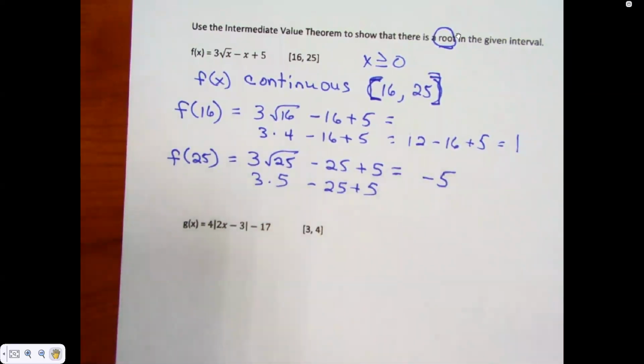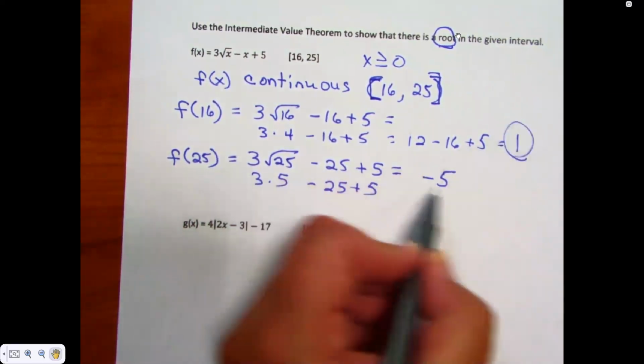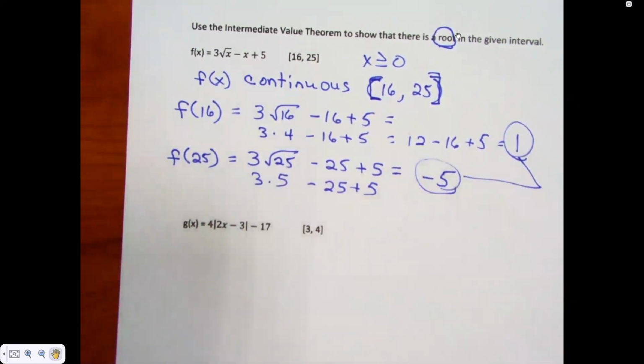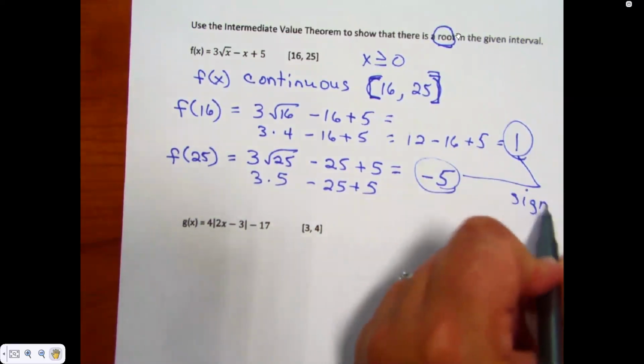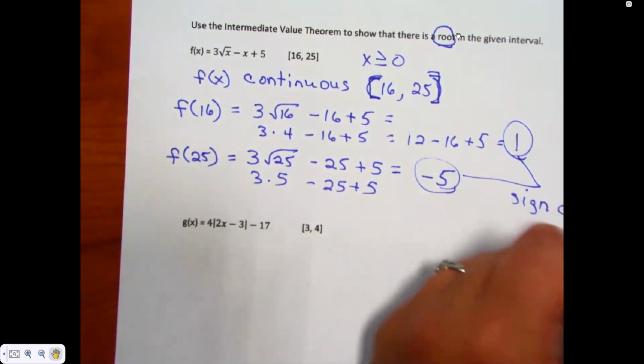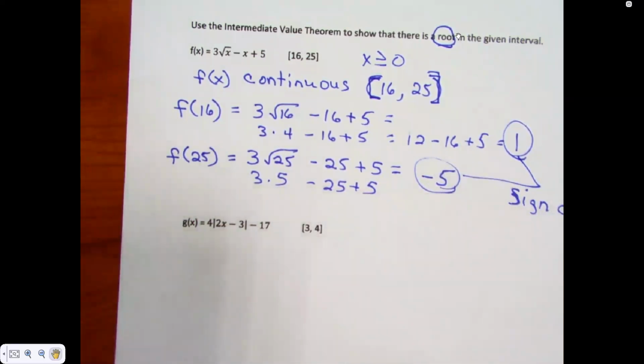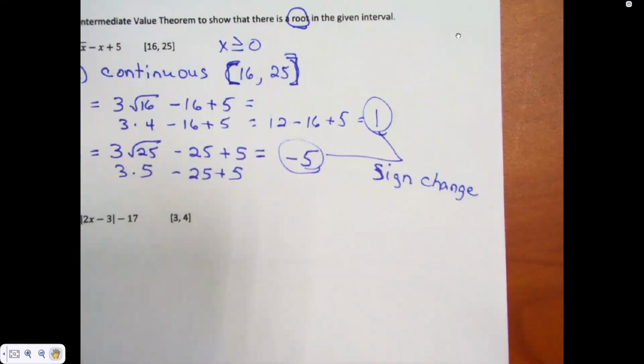How did I just show there's a root? We went from positive to negative. Is it okay if it would have gone from negative to positive? Yes, I just have to show that sign change. So what I usually do is circle these and say there was a sign change. Sign change, okay? So show your 2 answers, show that there was a sign change.